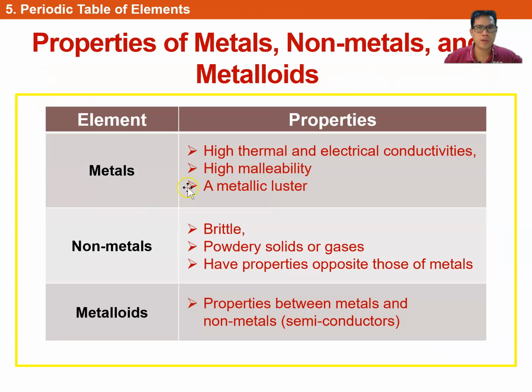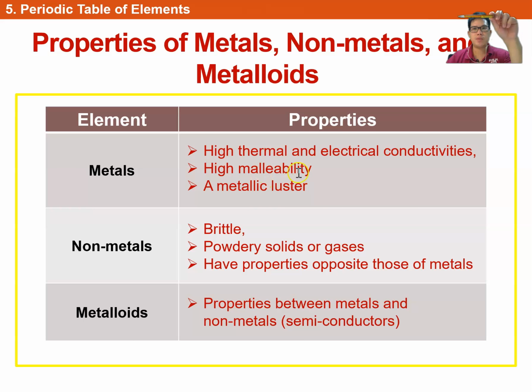If you're looking at the properties, metal usually has very high thermal and electrical conductivities, which means it can conduct thermal energy. If you put your hand to one end, this is the metal. If you put electric current here, the electric current will go from there to the other side. Or if I heat this part, the heat will travel until the end. This is what we call conductivities.